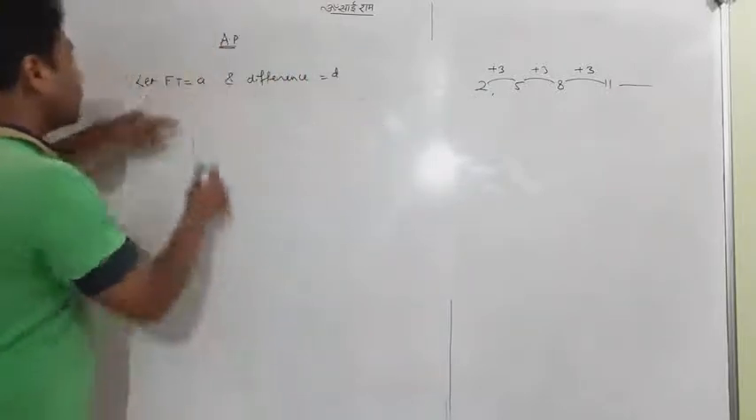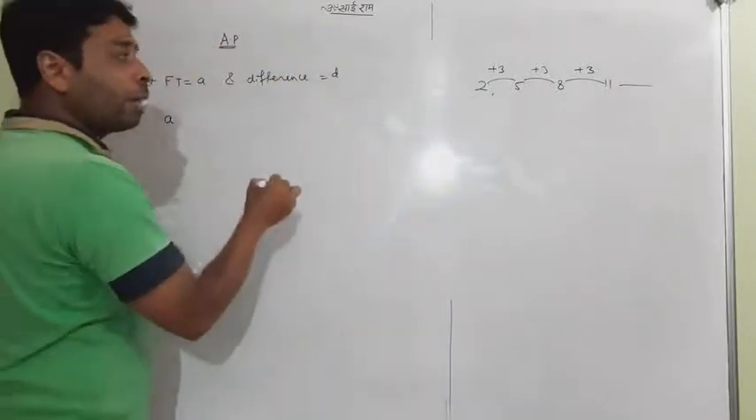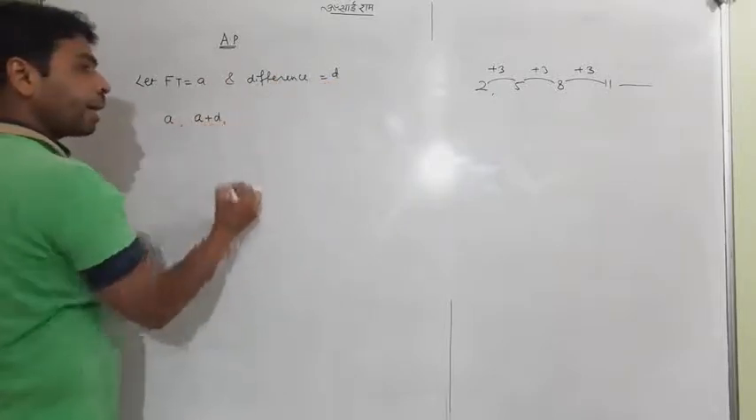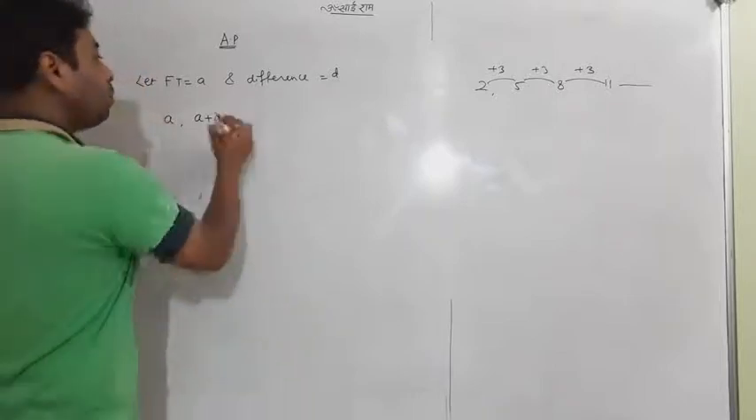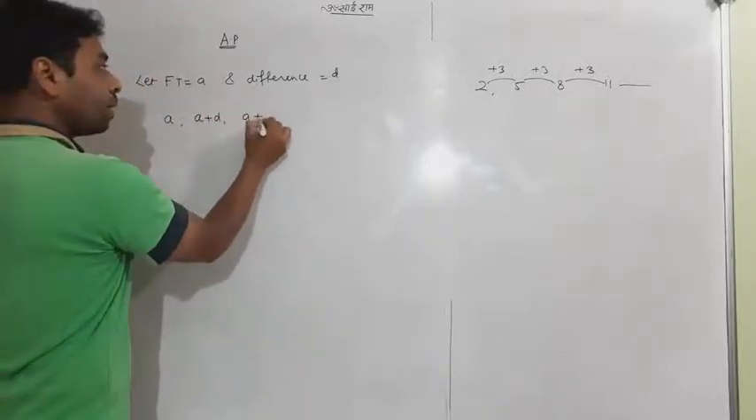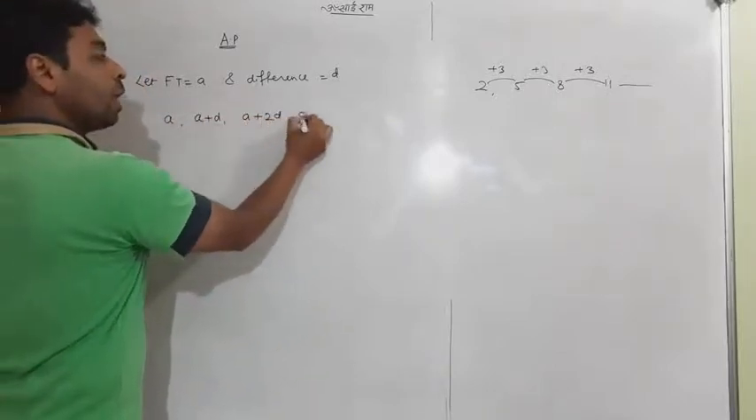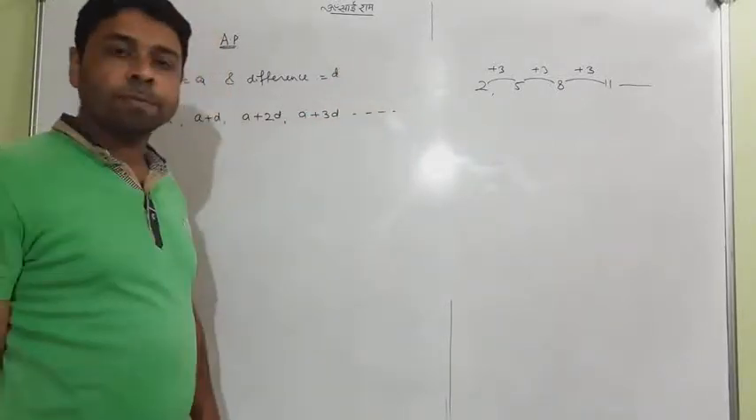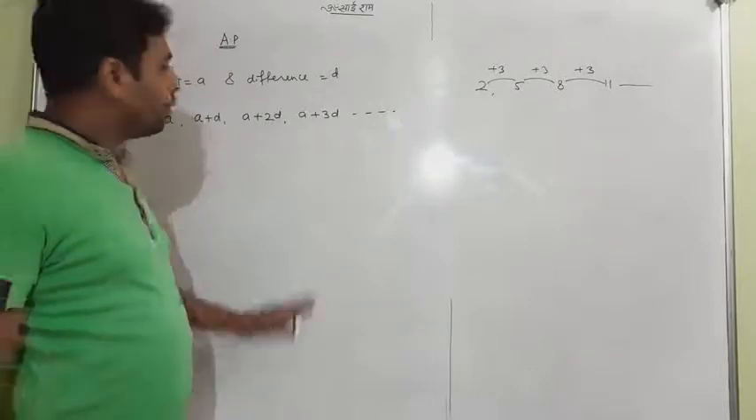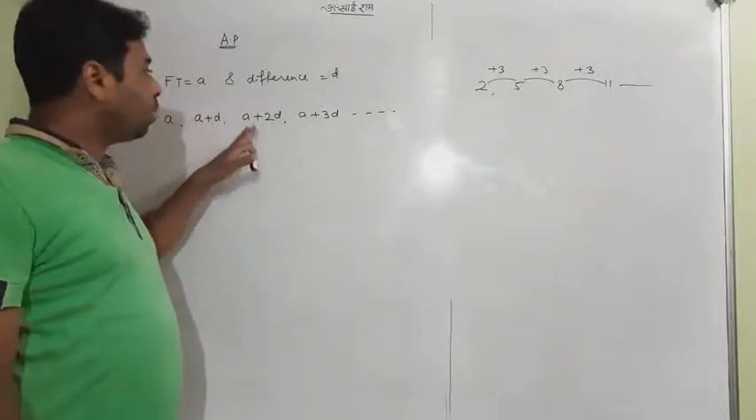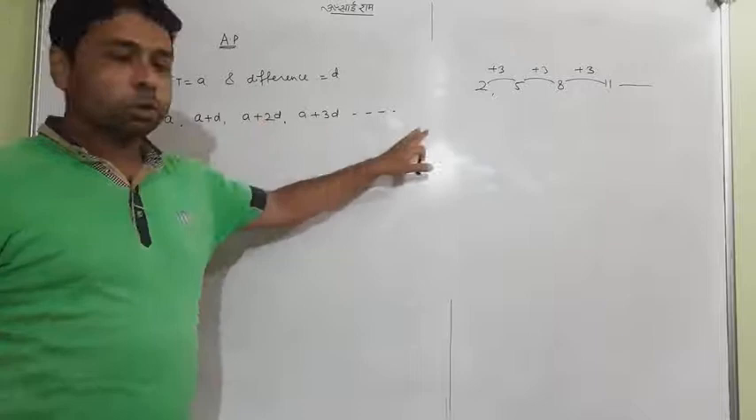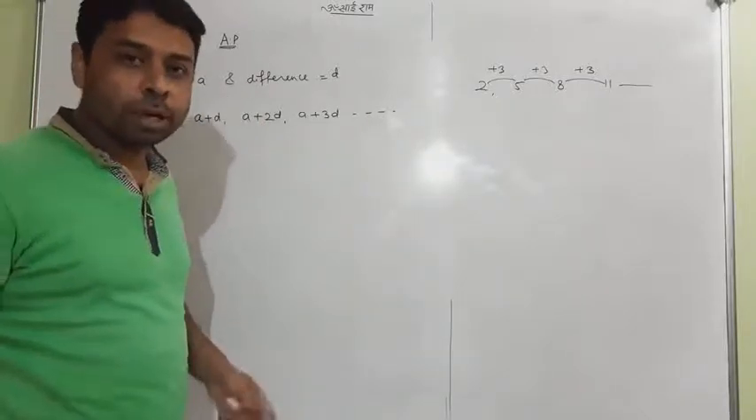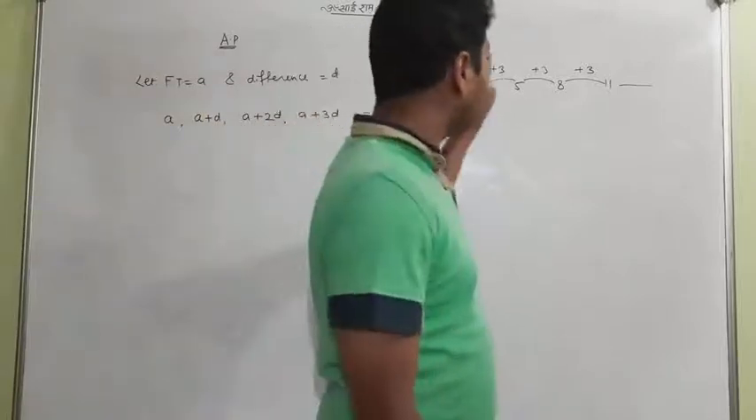Similarly, if the first term is A, then after adding the difference we get A plus D, the second term. After adding one more D, we get A plus 2D. And this will follow till the end. So A, A plus D, A plus 2D, A plus 3D, and so on. This is the symbolic form of an arithmetic progression, AP. Keep that in mind.